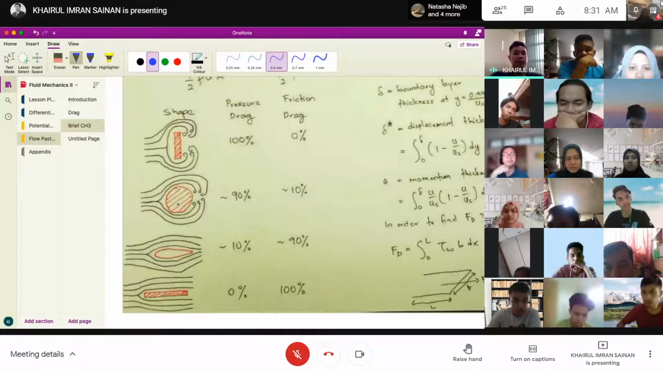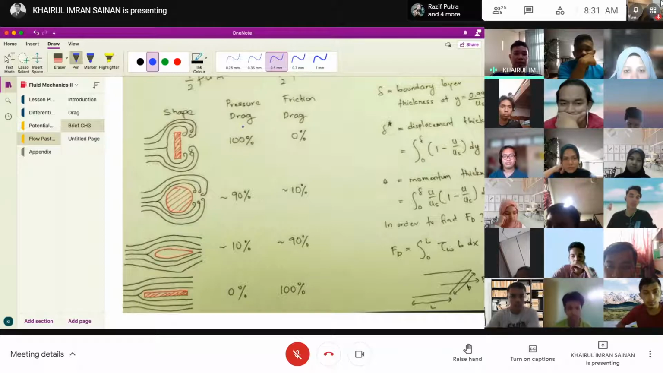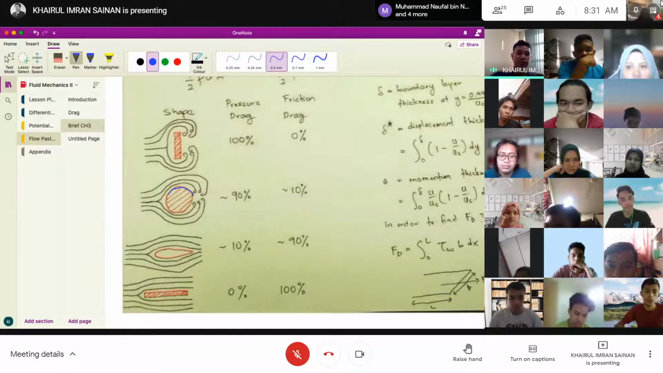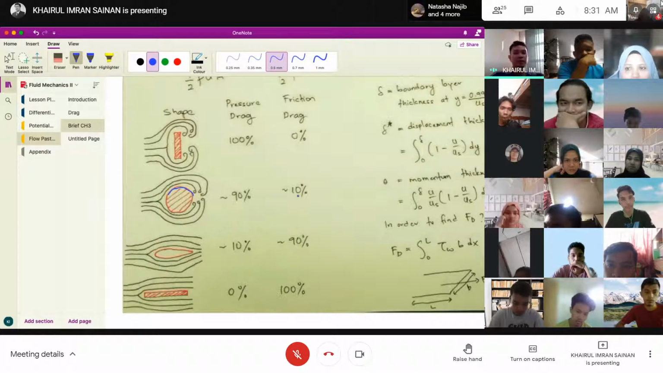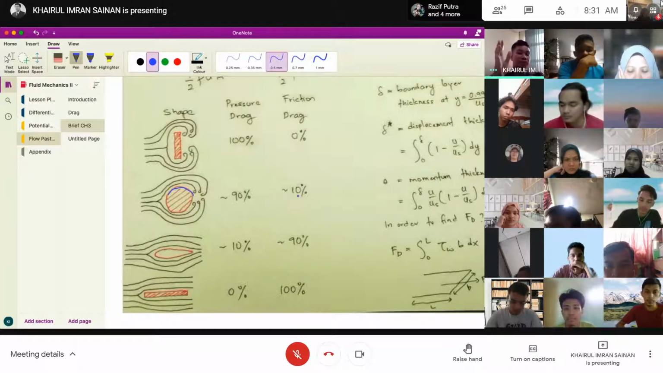Okay, shape number 2 is round. Now you can imagine, due to the roundness of the shape, the pressure drag is less. Now it's 90%. But since we have a surface here, you're gonna have about 10% of friction drag. This is not an accurate value. This is just a representation of the difference between shapes.